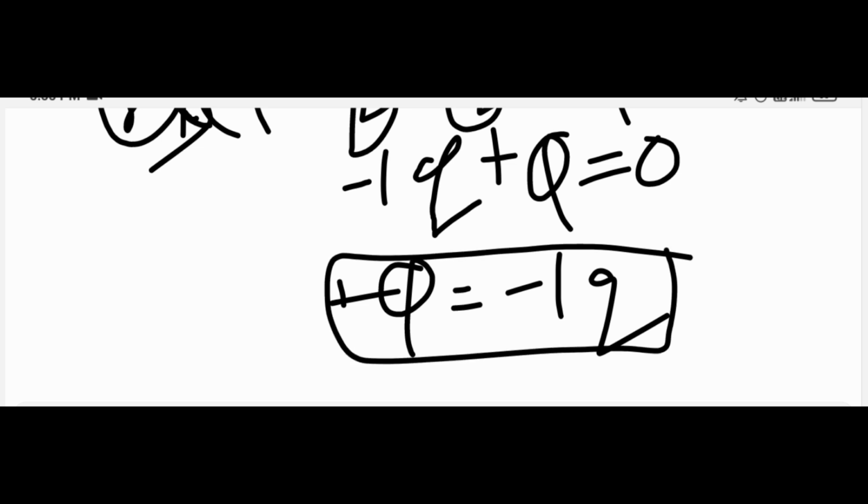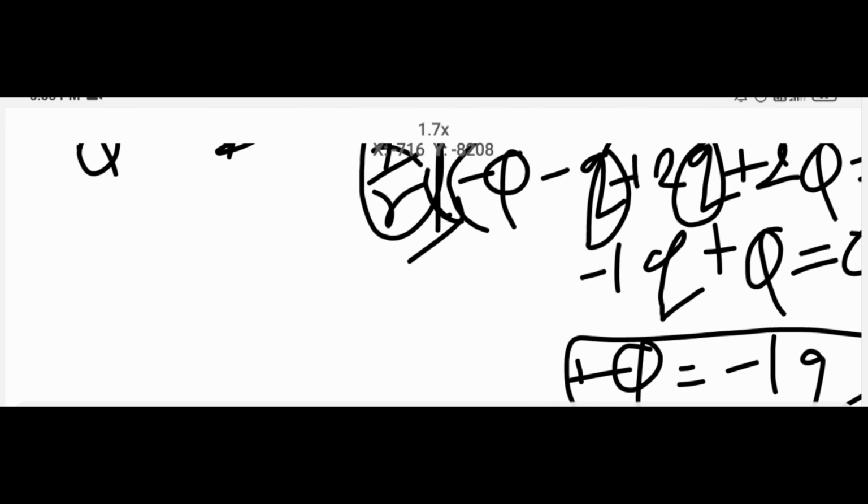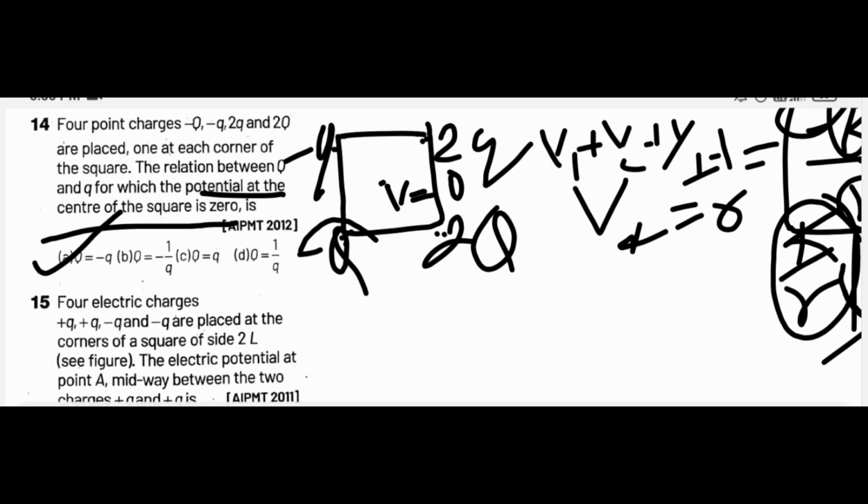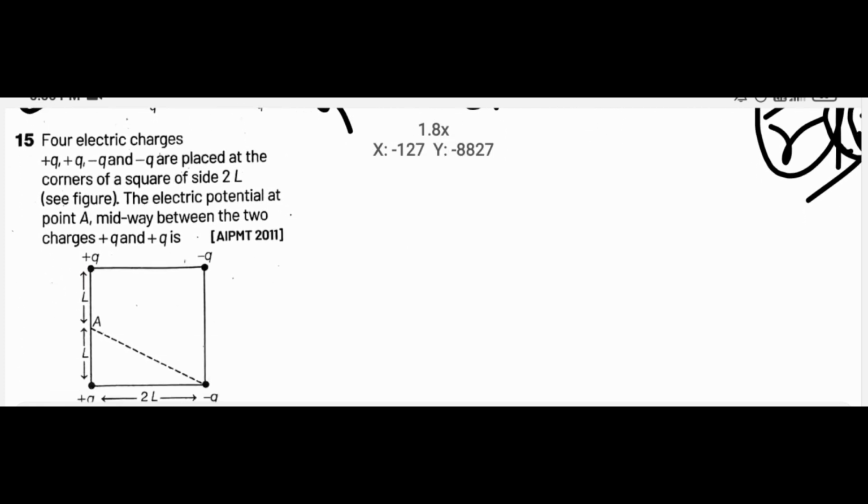So capital Q and small q are related by a negative sign, right? If they are related by a negative sign, the option will be A. The hint here is that at the center of the square the potential is 0. That means the summation of the potentials of all those corners making up the square will be 0. Substitute all those values in that summation and get the final answer in terms of the charges. Then you will get the answer: capital Q is equal to minus small q. Yes, it is okay. Moving on to the next question.